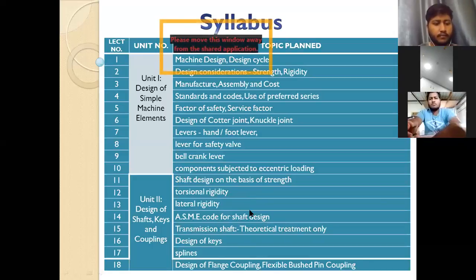And in the end of this unit, we'll see design of flange coupling. These couplings are there to transmit the rotary motion. We'll be using the coupling. So what is flange coupling and what is bush coupling, flexible bush coupling? We'll see those two in the end of this chapter, unit number 2.